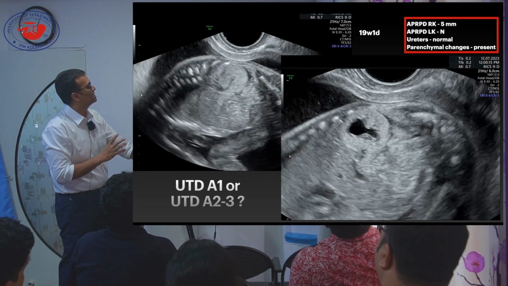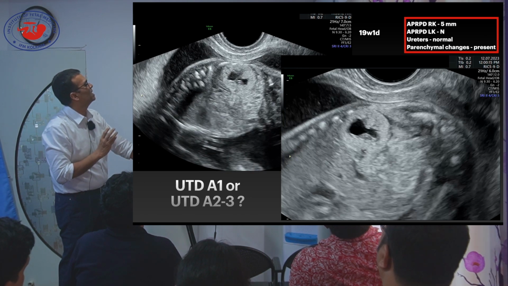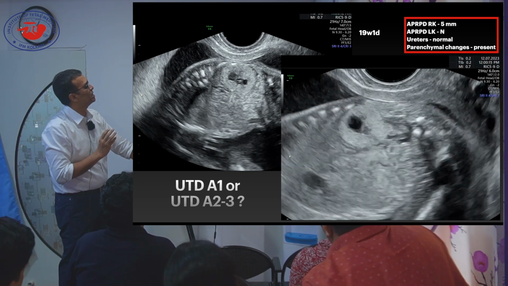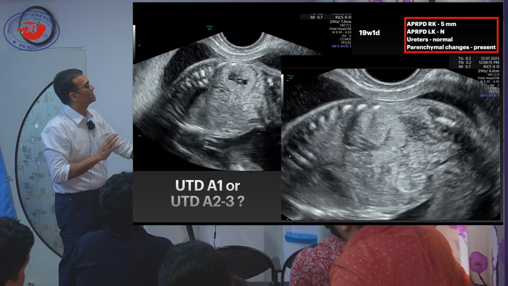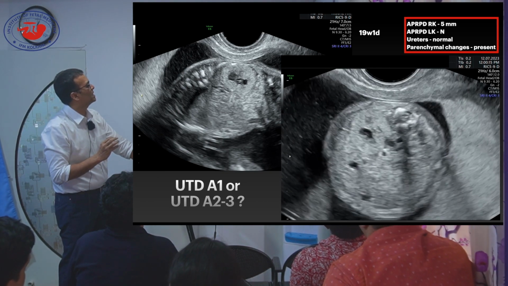So this is a 19 weeks 1 day case. APRPD on the right side is 5 millimeter, and the left kidney is normal, no need to measure. Ureters are normal, and then the parenchymal changes. Look at the parenchymal changes.